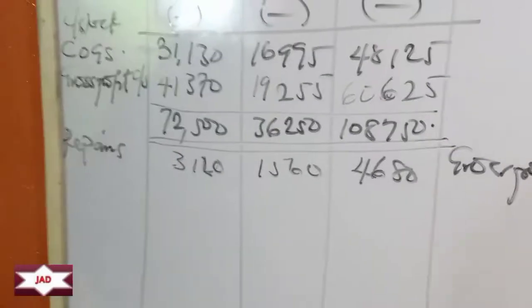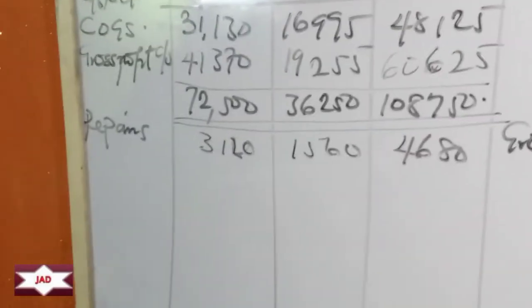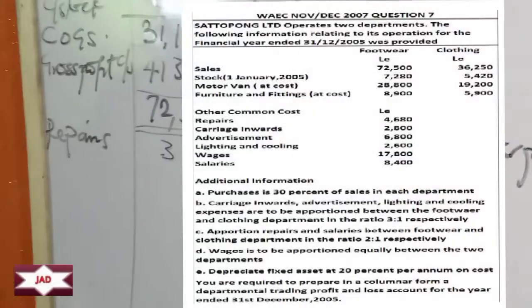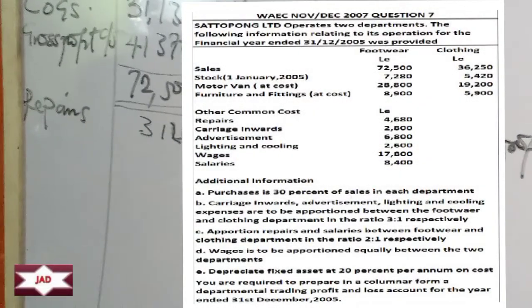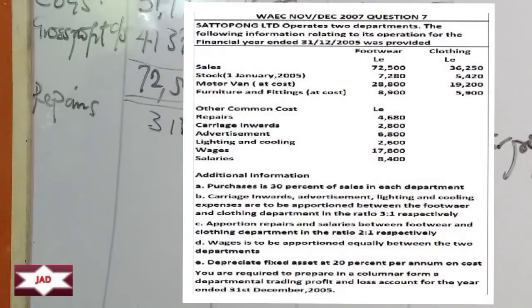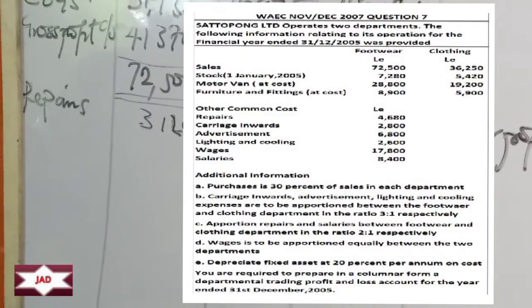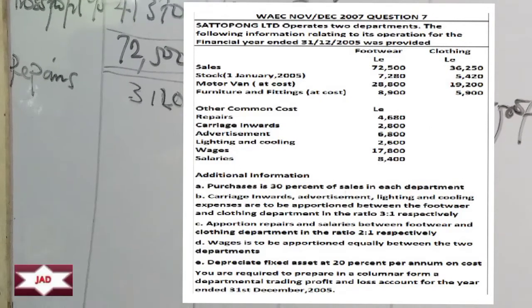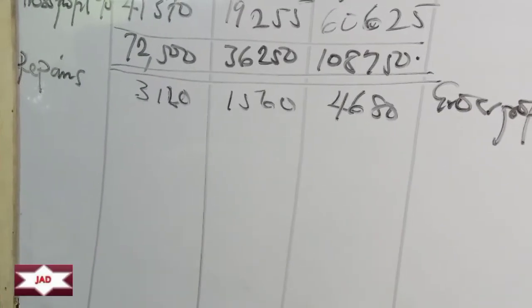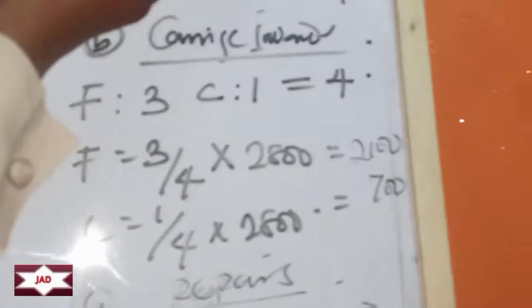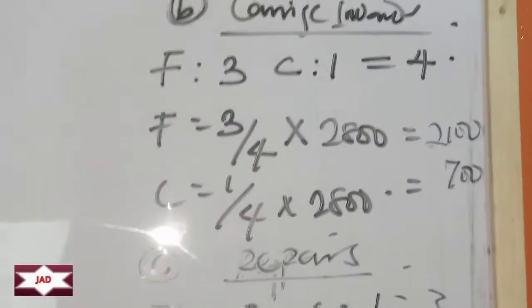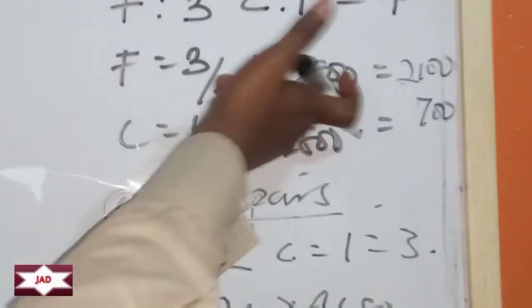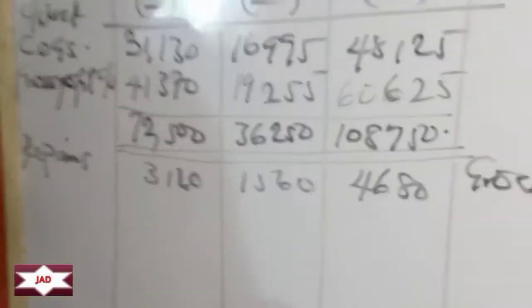The next one there is carriage. We've done carriage in what? Advertisement. Okay, advertisement there is 6,800, and then information says that we should apportion advertisement among the departments in the ratio 3 to 1. Advertisement and lighting are taking the same formula, which is 3 to 1. So we just do 3/4 times whatever it is. So that we can be fast, let's just apply it here.